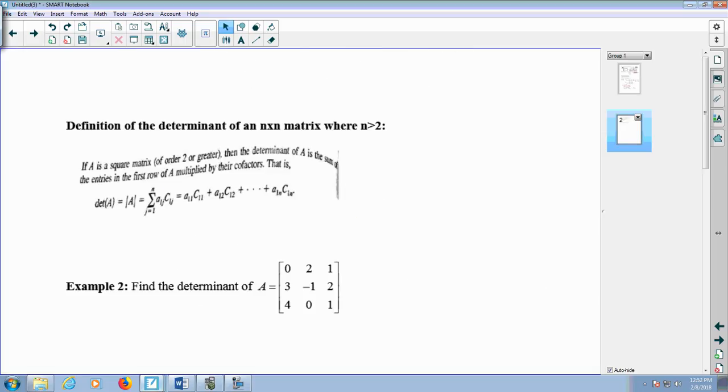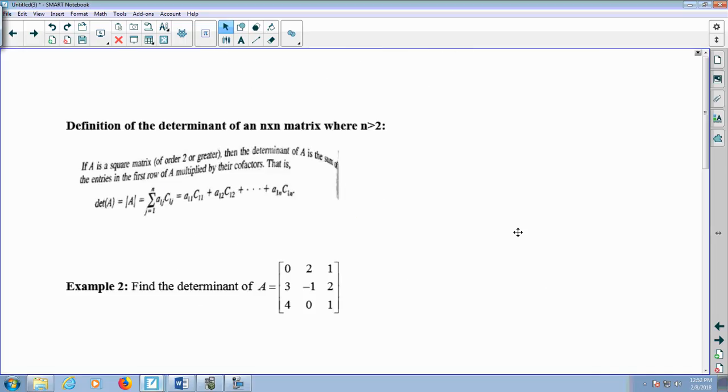Okay, moving on. Now, the definition of the determinant. If A is a square matrix of order 2 or greater, then the determinant of A is the sum of the entries of the first row of A multiplied by their cofactors. We have a lot of nasty notation, but we'll break it down. First, that's the notation for determinant. This notation right here is sigma, that E-looking figure, and it goes from j equals 1 to n. Sigma means the sum of all terms that hold those properties. But we don't have to totally understand that. We'll get into sigma notation when we do sequences and series.